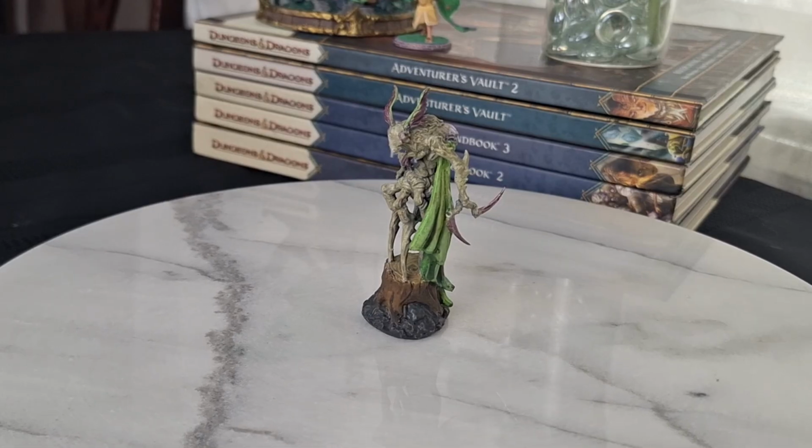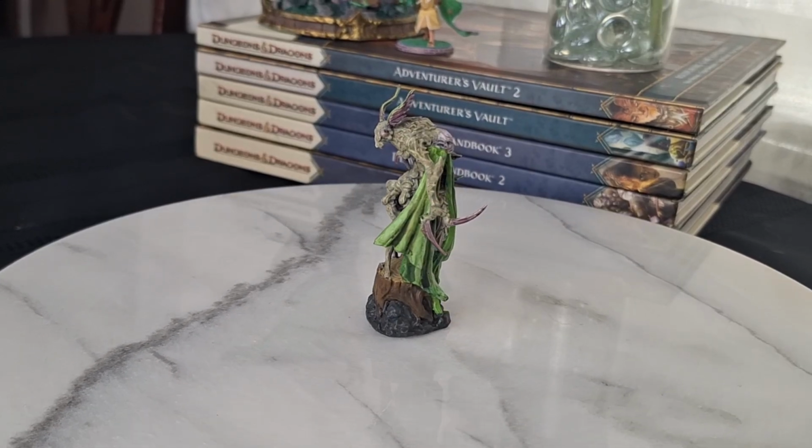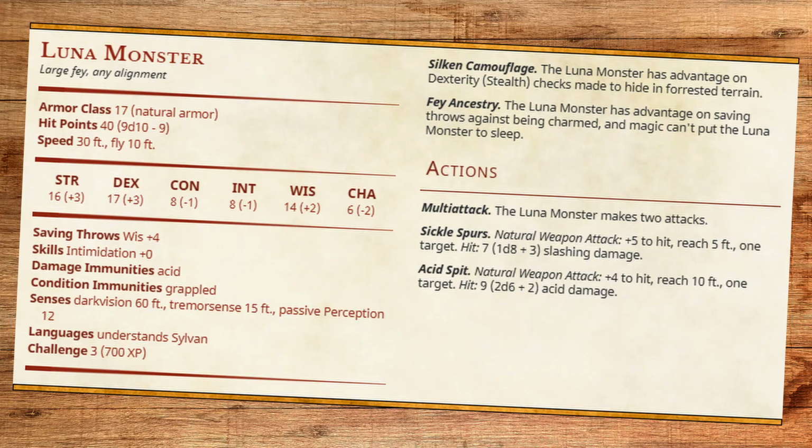And I think that this model really captures that sort of wet look. How we've reflected this in the stat block is with what we're calling the silken camouflage, giving the Luna monster advantage on its stealth checks to hide in forested terrain. You often see these cocoons and it looks like a folded over leaf. So we've given it that ability to camouflage in that area.